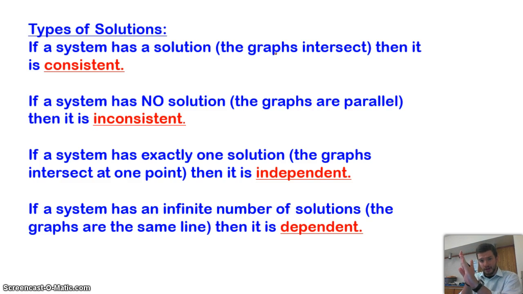That means they are intersecting, but they intersect at every point, so that is a consistent system. If a system has no solution, it is considered inconsistent, meaning that the graphs are parallel. If a system has exactly one solution, meaning they are only intersecting at one point, it is independent. So again, just one point. This would be an example of an independent system.